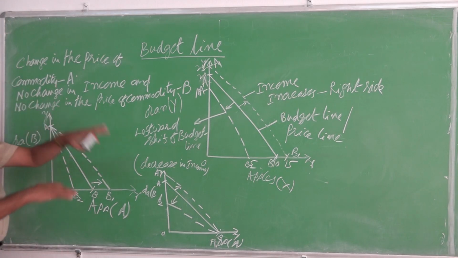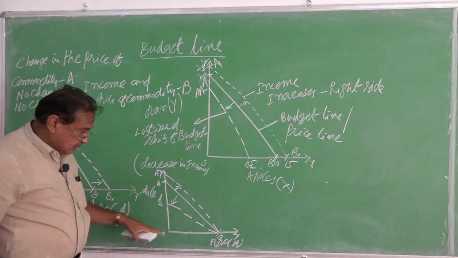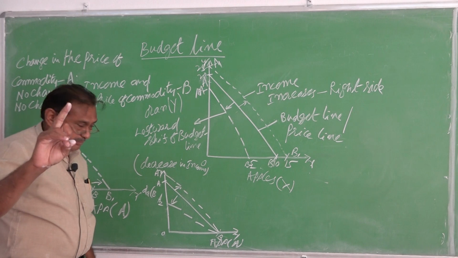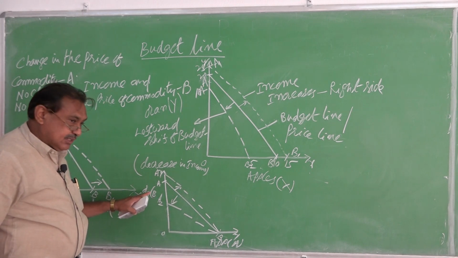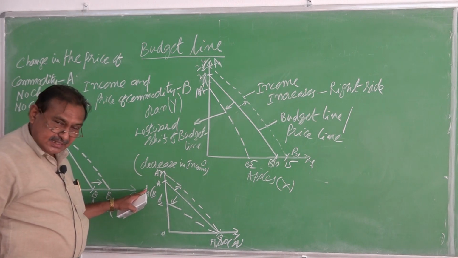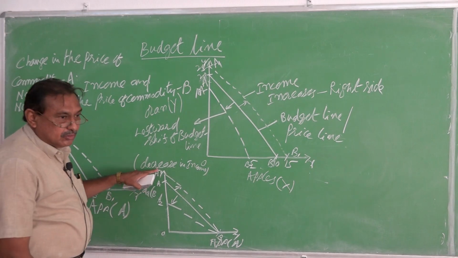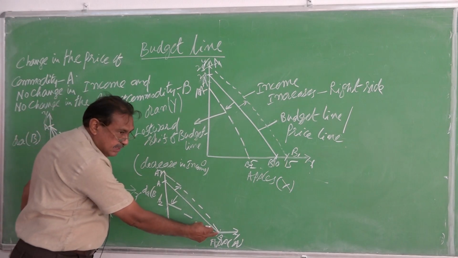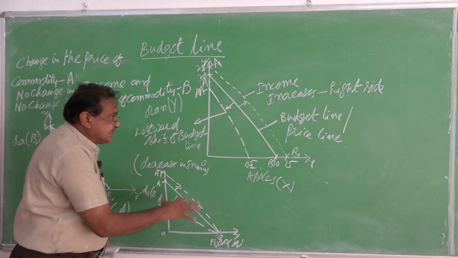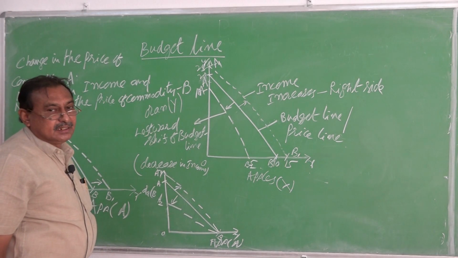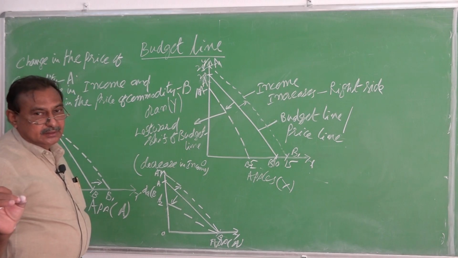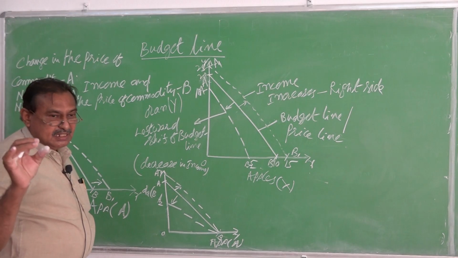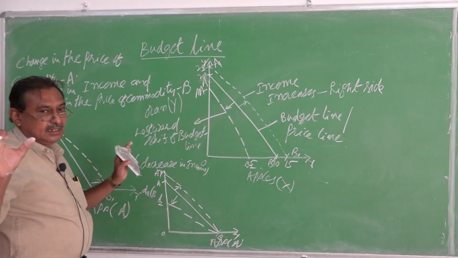It can be the same; you can convert it here. No change in the price of apple and no change in the income, only the orange cost decreases, he can purchase more. If it increases, he can purchase less. The starting point will be the same. Okay, this is the change in budget line, due to change in income and due to change in price of commodity A and commodity B.